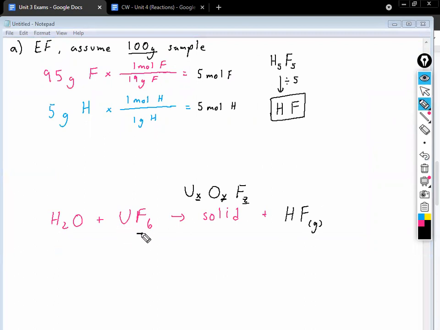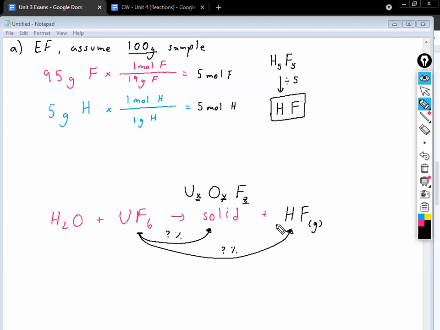It's basically asking us, if you look at the equation, the fluorine in the beginning was only in UF6, right? But we know that after the reaction happens, some of the fluorine ended up in the solid, and some of it ended up in the gas, HF, right? You guys see that? It got split up somehow, okay? And so it's basically just asking us what percentage of the fluorine originally in the solid UF6 ended up here and what percentage ended up in HF.